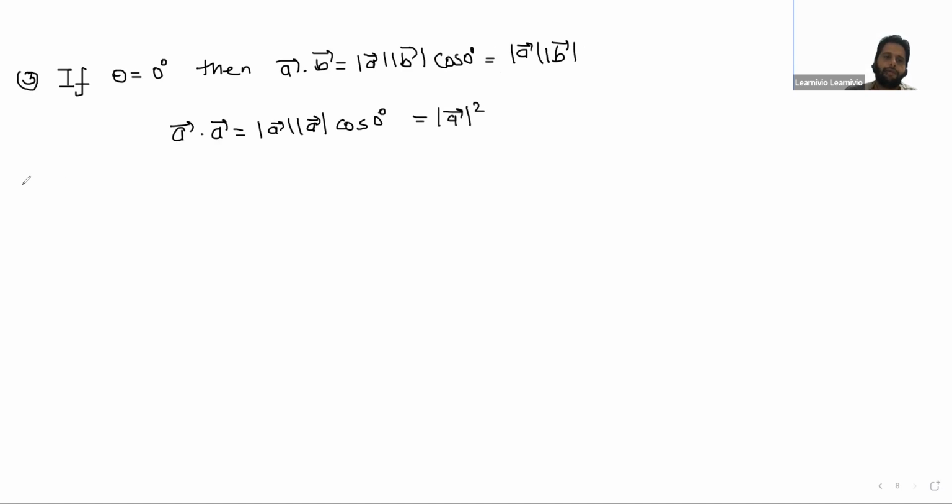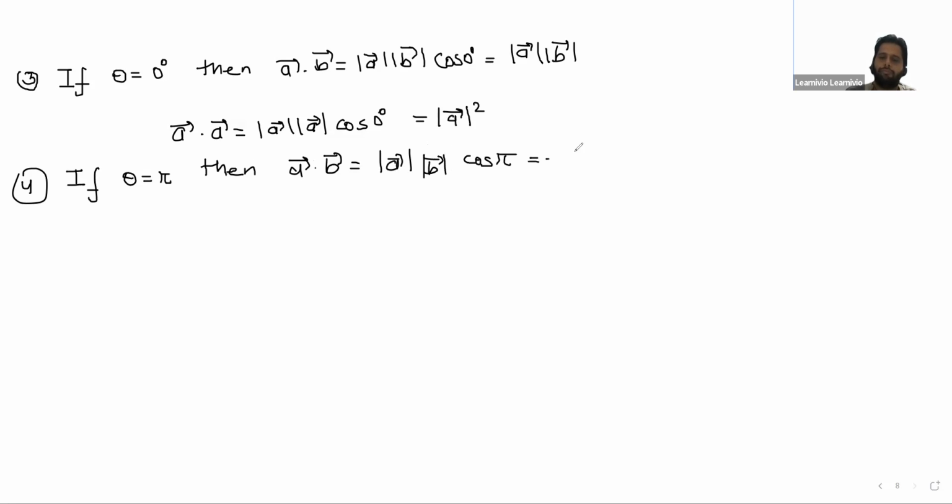Okay. Fourth one, if theta is equal to pi, then A dot B is equal to magnitude of A, magnitude of B cos pi. So this will give you minus magnitude of A, magnitude of B. So that means A dot A is equal to what? Magnitude of A, magnitude of A. Leave this. This is sufficient. Okay, fifth, then sixth is okay.